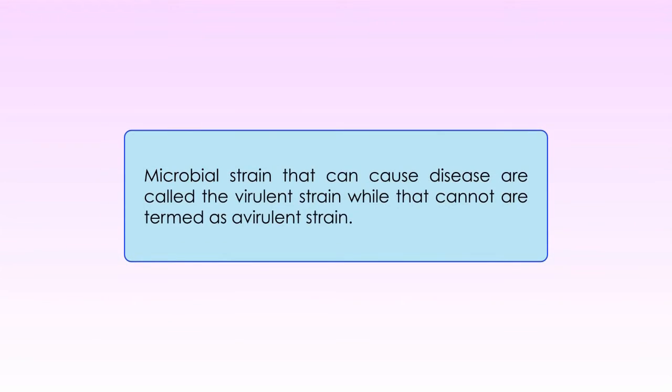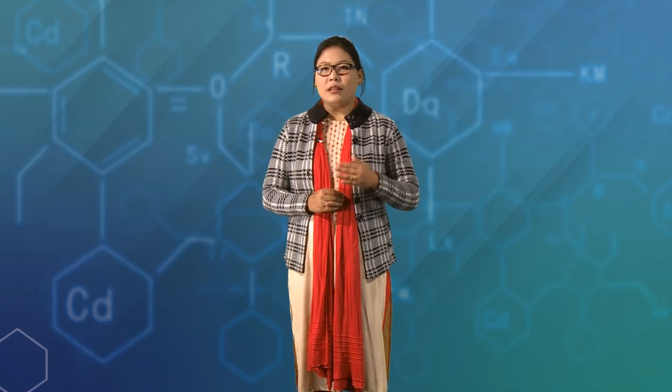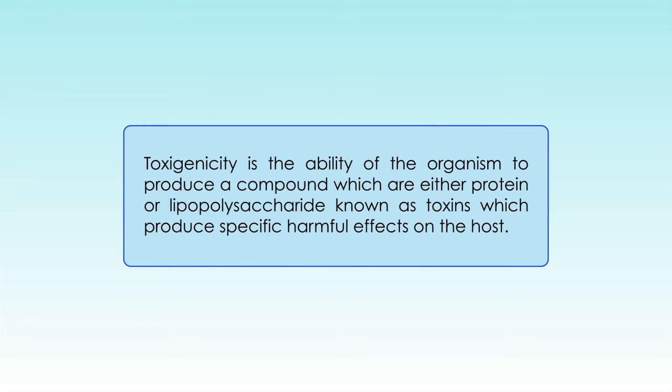Microbial strains that can cause a disease are called virulent strains, while those that cannot are termed avirulent strains. All virulent organisms possess one or more special properties that contribute to their ability to cause disease. In some organisms, pathogenicity is largely due to their toxigenicity. Here, toxigenicity is the ability of the organism to produce compounds, either protein or lipopolysaccharide, known as toxins, which produce specific harmful effects on the host.